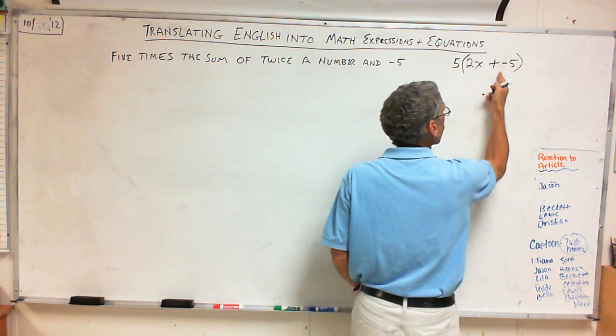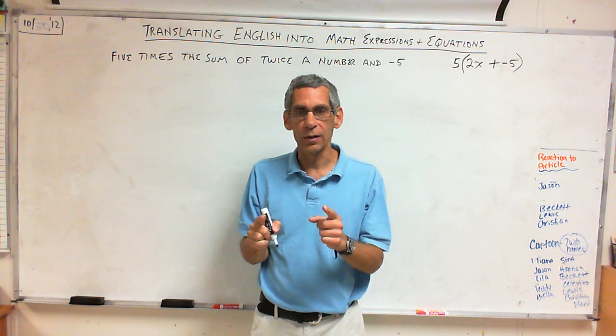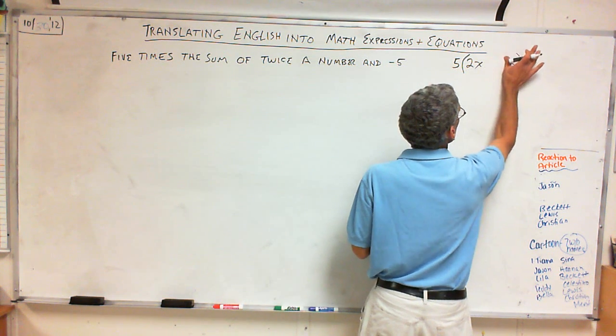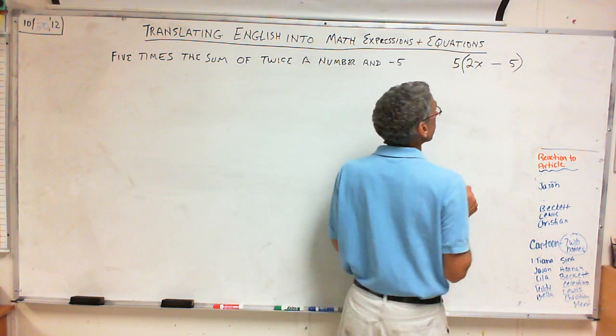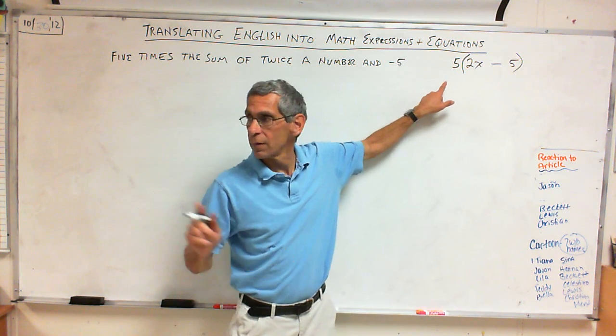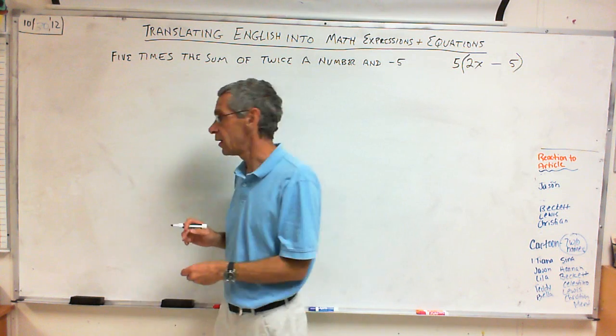Now the problem is you don't usually put plus and minus right next to each other. Which wins when you have plus and minus? The minus wins. So I'm going to just change it to 2x minus 5. So it's 5 times parentheses 2x minus 5. That would be that one.